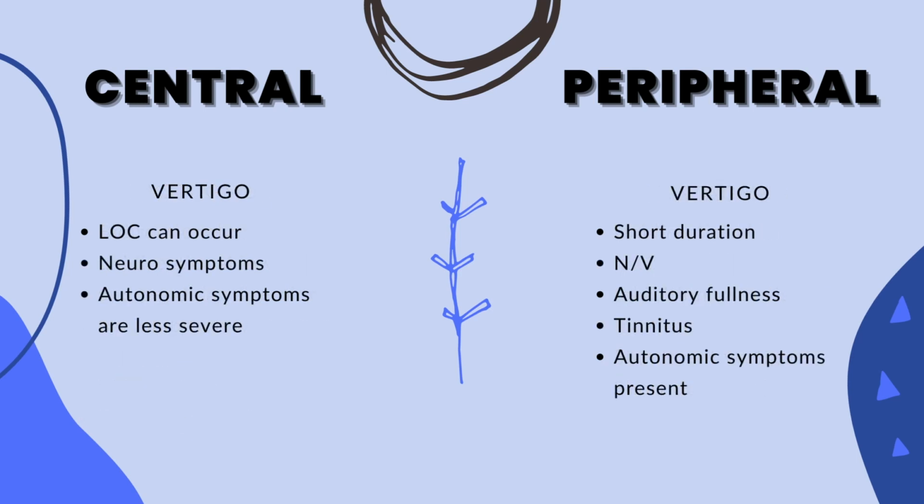Next, looking specifically at the vertigo, with peripheral, you will have a short duration of the vertigo with some auditory fullness, tinnitus, and autonomic symptoms present, such as pallor and sweating. With central, you'll have more of those neuro symptoms, like diplopia, anopsia, weakness, numbness, ataxia, and dysarthria.